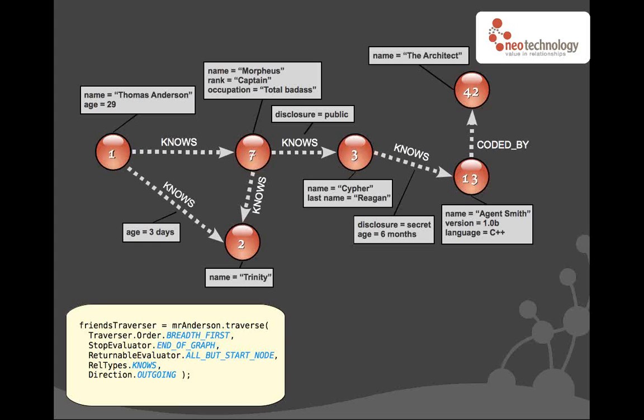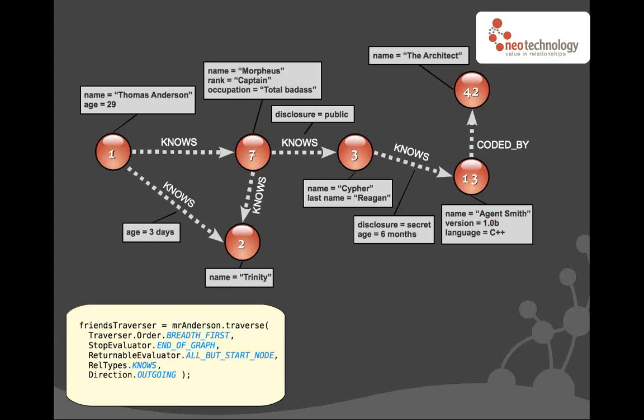All right, then the traversal framework will invoke the stop evaluator. And it's going to ask, all right, is it time to stop my traversal? In this case, the stop evaluator says, no, never stop. Just keep traversing as long as you can find relationships that match your filter, keep traversing. We want all of Mr. Anderson's friends.